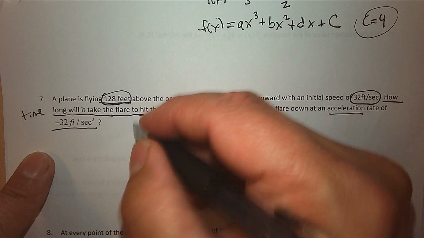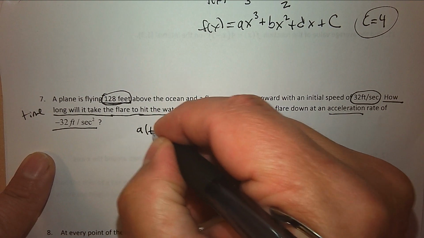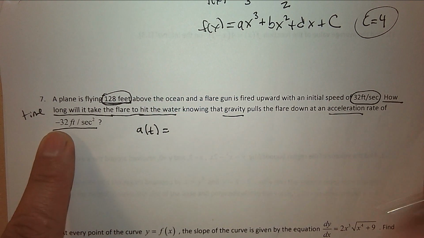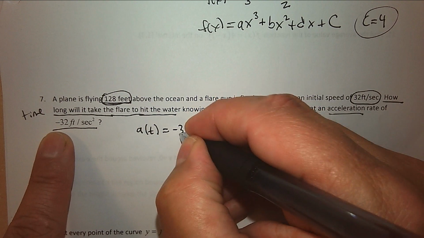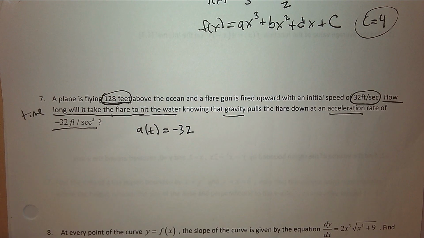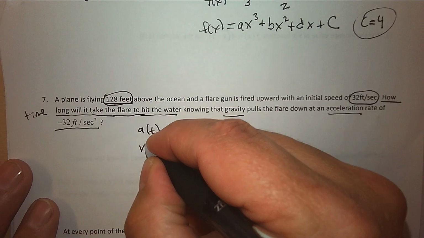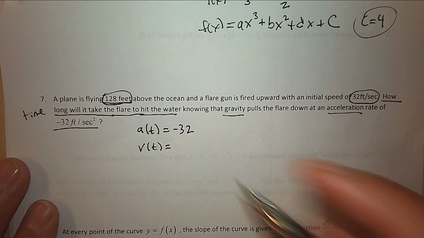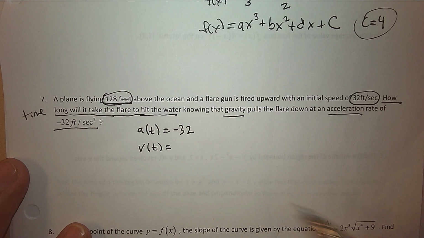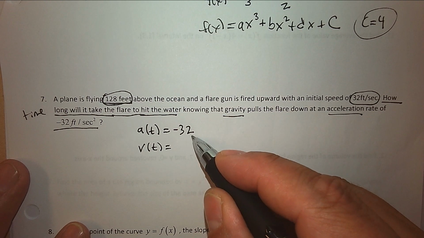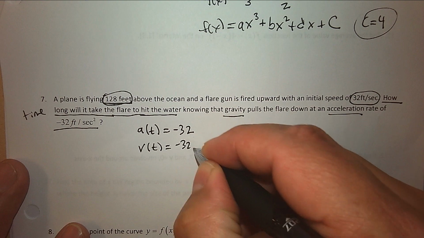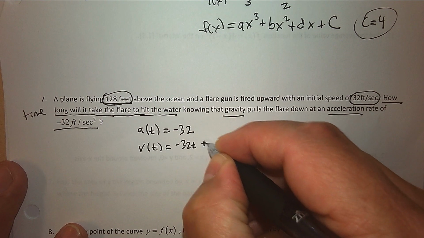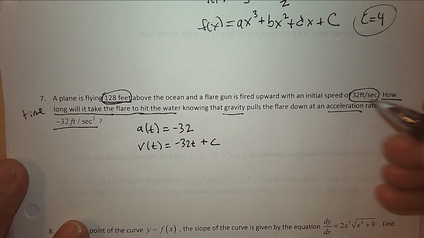All right, let's start with acceleration. What's an equation for acceleration? It gave it to me. It's negative 32. How do I find the velocity if I know the acceleration? What's the integration of negative 32? It would just be negative 32t plus what? The constant. Hey, I circled a number.